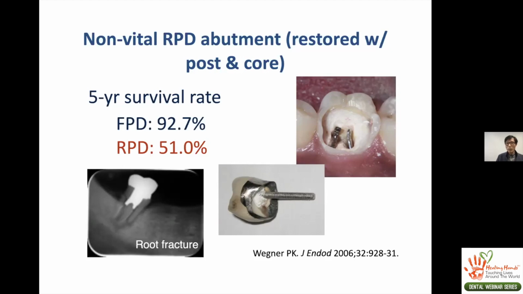They did not specify the type of the post or core, but in general, they reported either prefab or cast post and core. So there must be something if the abutments have lost the vitality and also restored with post and core, even though the abutment was protected with a full coverage restoration.